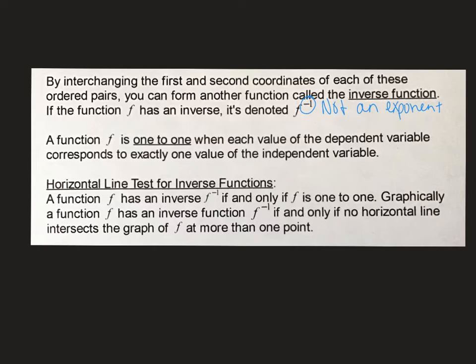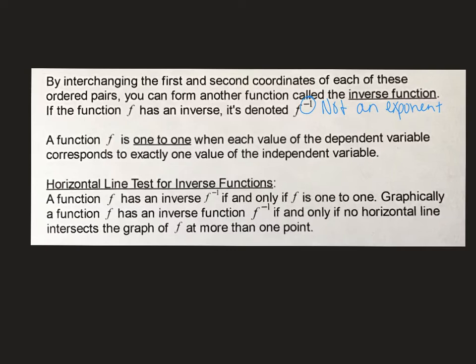But it's just a way to denote an inverse. So a function f is 1-to-1 when each value of the dependent variable corresponds to exactly one value of the independent variable. So we use what's called a horizontal line test to test for inverse functions, because a function f has an inverse if and only if it's a 1-to-1 function.